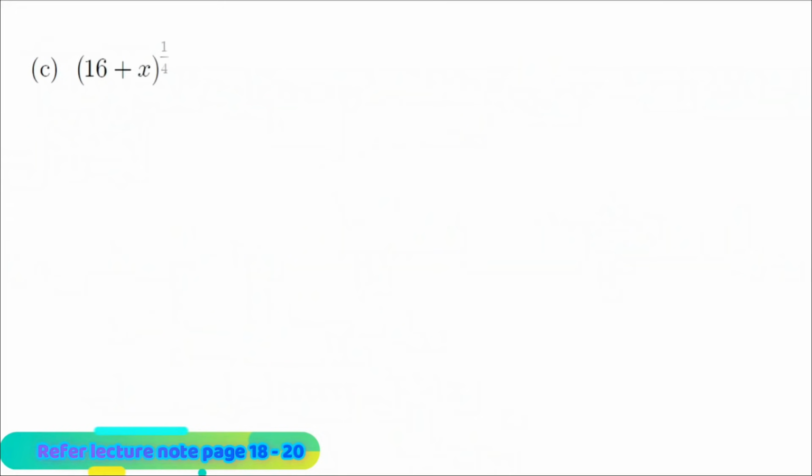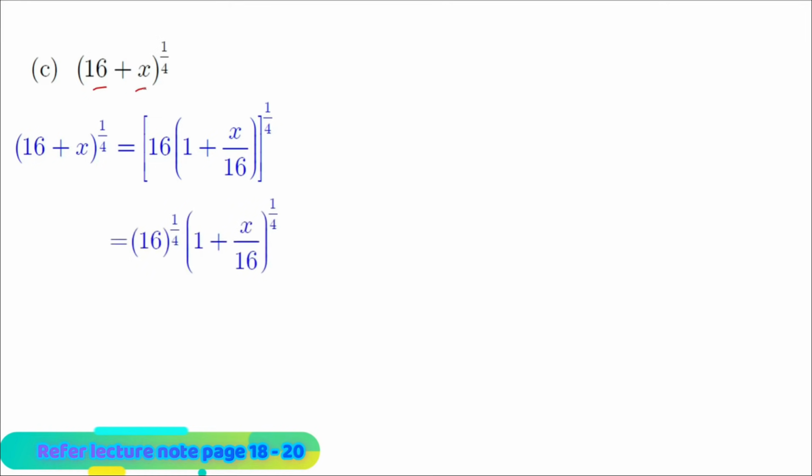Next is C. We have to expand (16 plus x) to power 1 over 4. Note here, we definitely have n as a fraction, but we don't have 1 inside the bracket. So to do so, we have to factor 16 out of the bracket to have 16 times (1 plus x over 16) to the power 1 over 4, and then expand each term to power 1 over 4 to get the following.